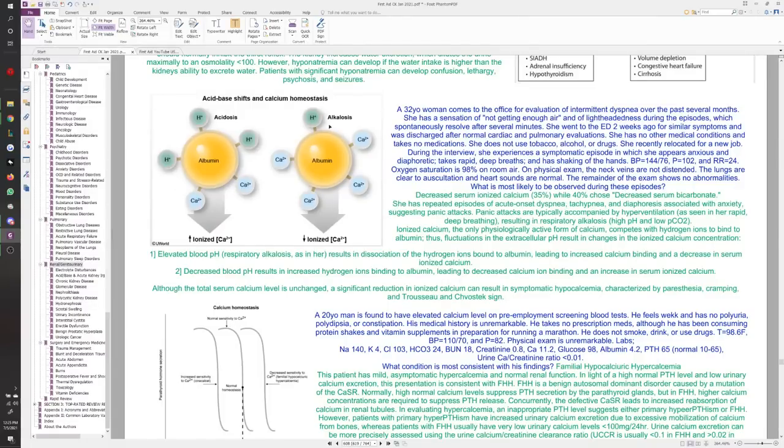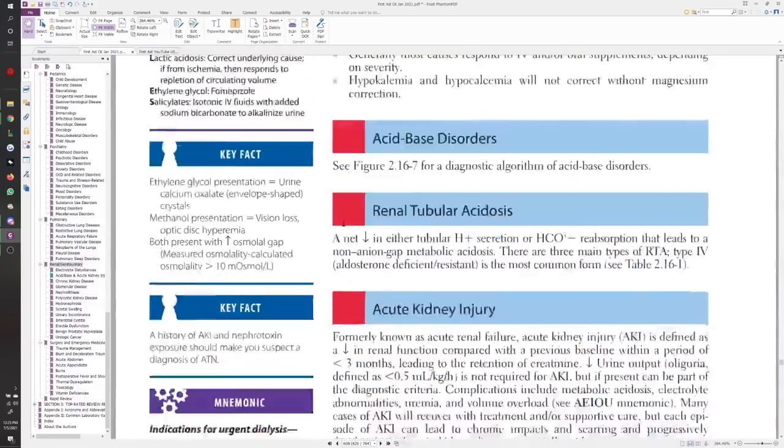When a person has low pH, there's only one H+ to attach to albumin, so instead of H+, a bunch of calcium gets attached to albumin, causes low calcium. Right? This isn't so hard to memorize either.